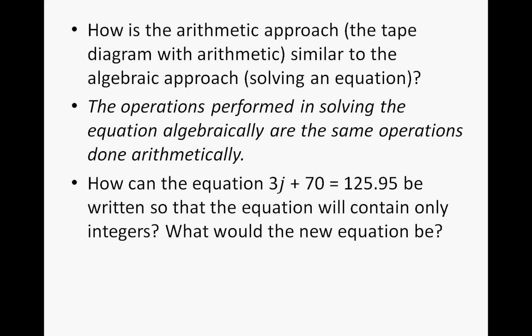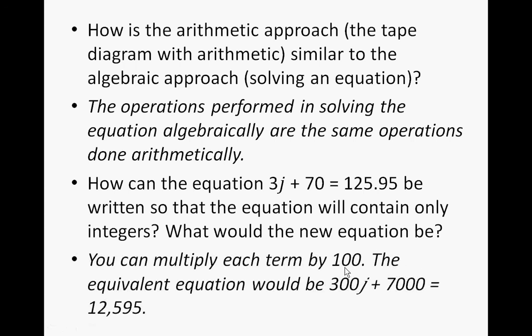So how can the equation 3j plus 70 equals 125.95 be written so that the equation will contain only integers? What would that new equation be? Now, you might say, well, we already have integers, except here we have a rational number because of the decimal point. So what we could do is multiply each term by 100. That means the equivalent equation would be 300j plus 7,000 equals 12,595. Now each term is an integer because we have effectively gotten rid of our decimal point by multiplying by 100.